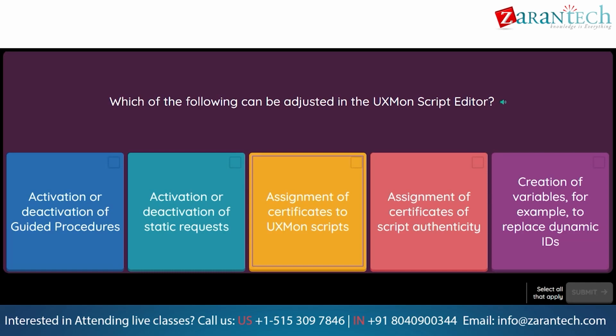Option 3: assignment of certificates to UXMon scripts. Option 4: assignment of certificates of script authenticity. Option 5: creation of variables, for example, to replace dynamic IDs.